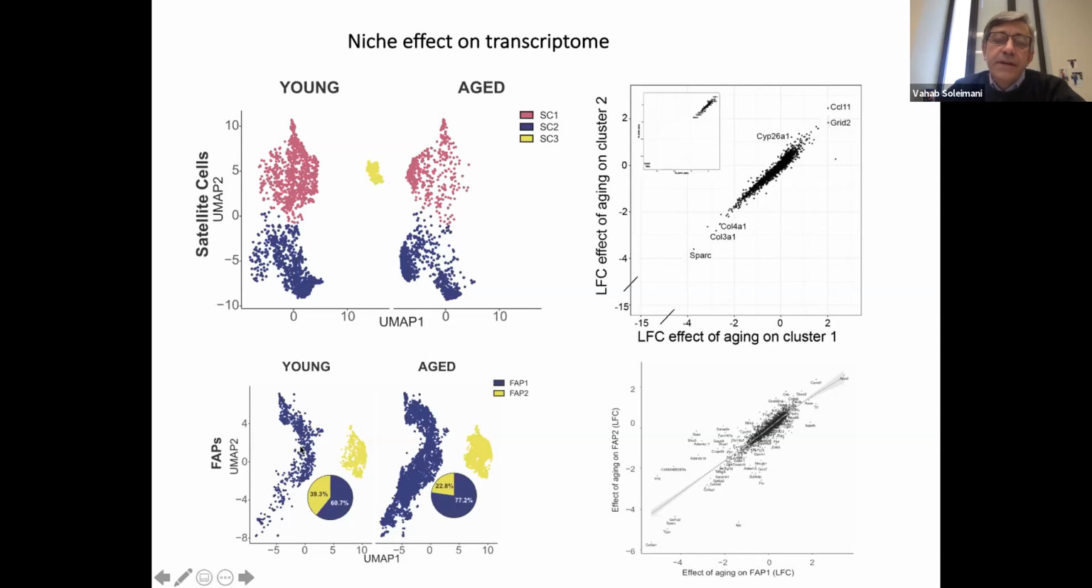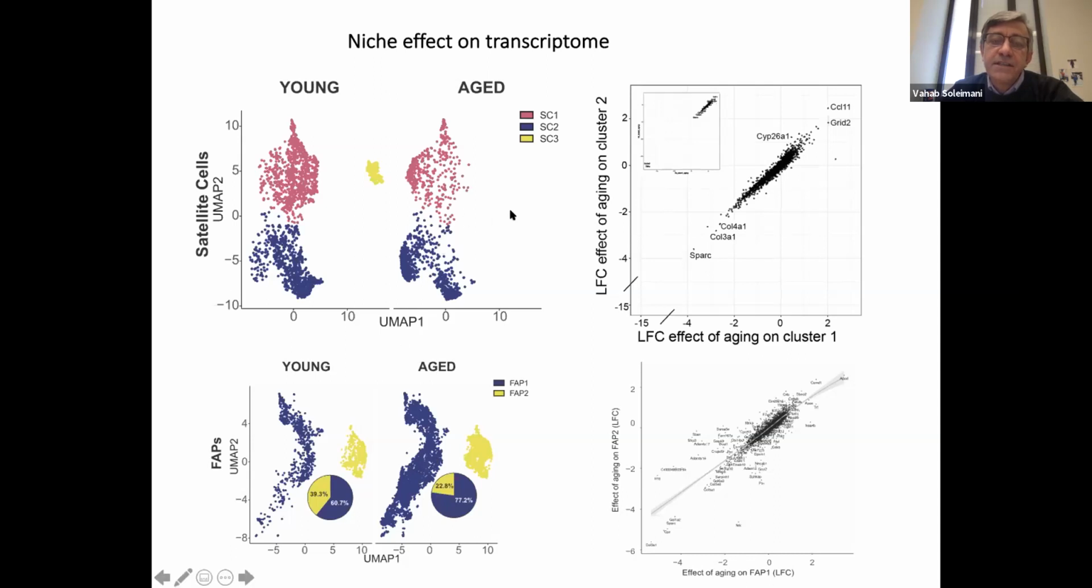And interestingly, if we look at FAPs, and again, we could do this because we have more than one cluster. You can't compare one cluster to itself. So in FAPs too, we can do that. We can compare these clusters, blue to blue and yellow to yellow. And then we can clearly see that, again, this is a very nice correlation between the genes that are changing between these two clusters, even though they're actually expressing unique genes. So what is common between these clusters and between these two different cell types? Well, they're within the same muscle, they're within the same mice, and they're undergoing the same process of aging.